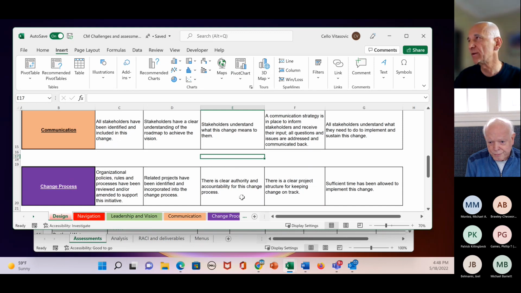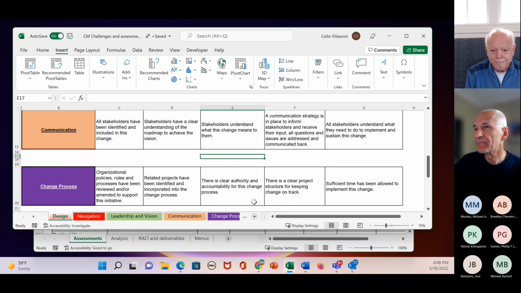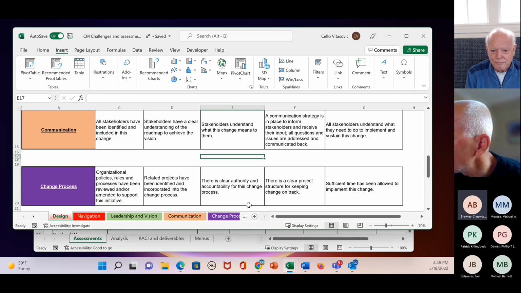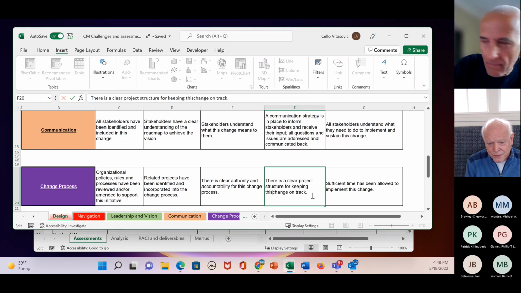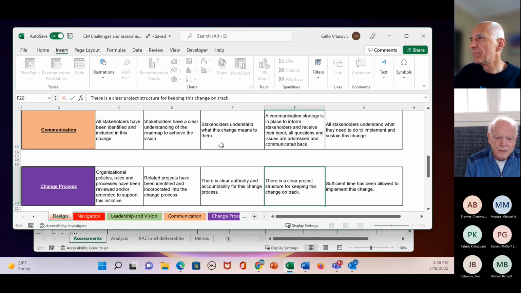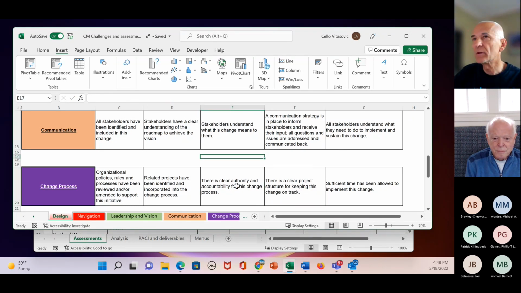So I'll just pause a little bit and see if people have any thoughts on this. Just one very nitpicky one is there's a clear project structure for keeping this change on track. Yes, yes, absolutely. Yes, great. Good catch, good catch. Okay.